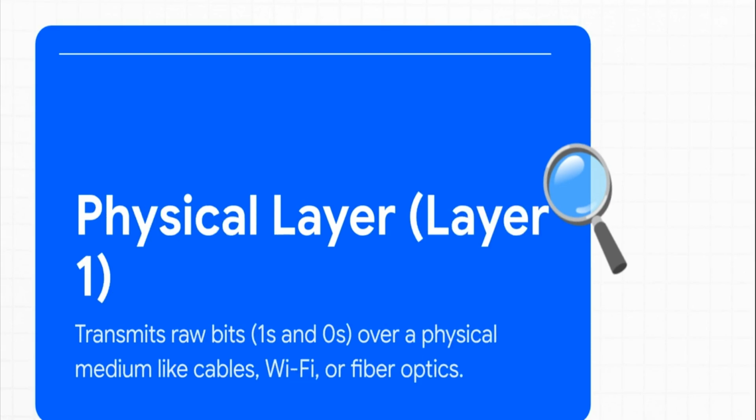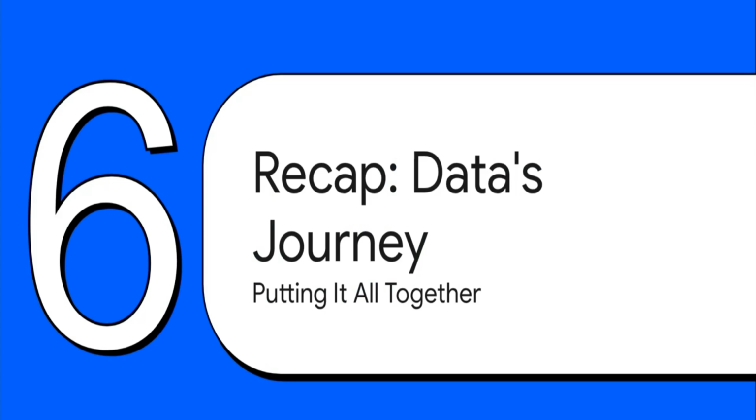And finally, we've reached the very bottom. Layer 1, the physical layer. This is where things get real. Literally. This layer takes the frames from Layer 2 and turns them into raw bits, just ones and zeros. Then it sends those bits out as physical signals, electrical pulses down an Ethernet cable, radio waves through the air for Wi-Fi, or pulses of light through a fiber optic cable. It has no idea what's in the package. Its only job is to move the bits. And that's the whole journey down the stack.